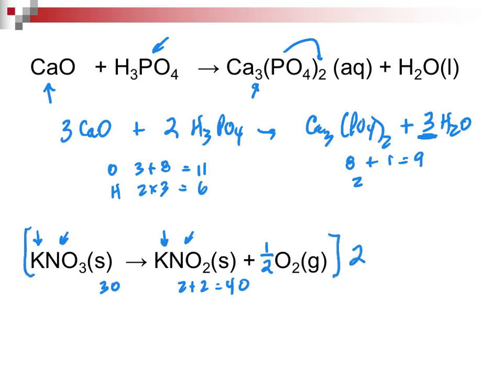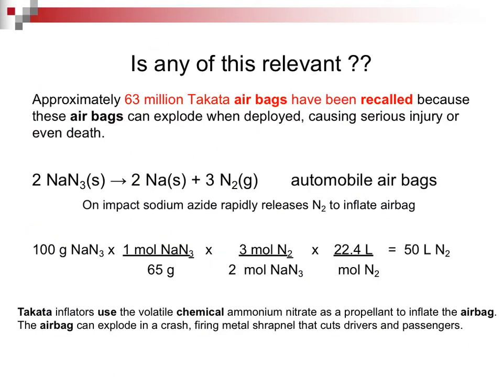Can't have any fractions, so we have to multiply this by 2. So we will have 2KNO3 going to form 2KNO2 and an oxygen. Again, ask questions if you don't follow, and please practice. So what's left? Is there anything relevant about what's going on here?